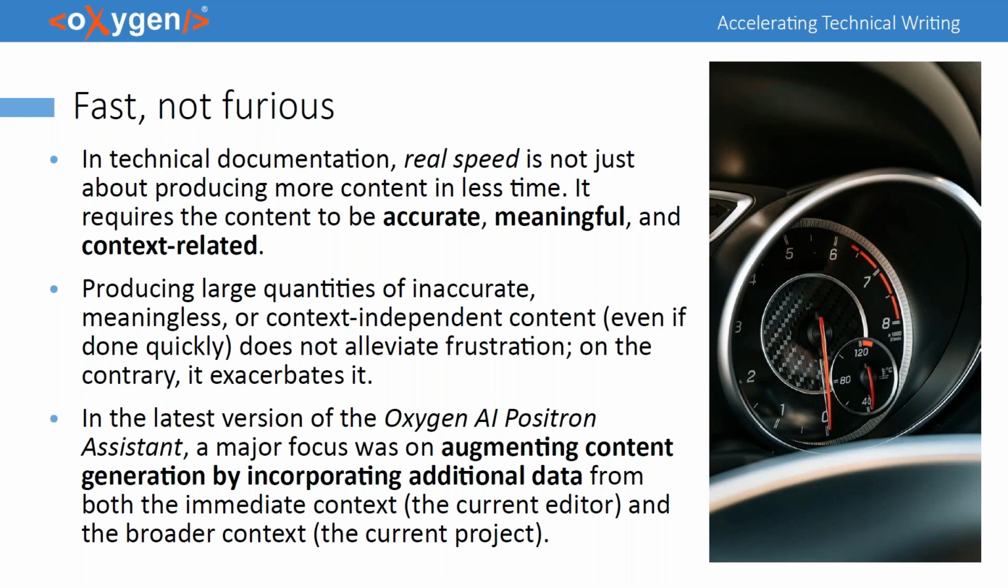So that's why in the latest version of Positron, we focused on trying to generate more accurate, more meaningful, and more context related or project related content. In other words, we focused on augmenting the content generation, and we do that by incorporating additional data from sources external to the LLM, from both the immediate context, and by that I mean the current editor, and also from the broader context, the current project.